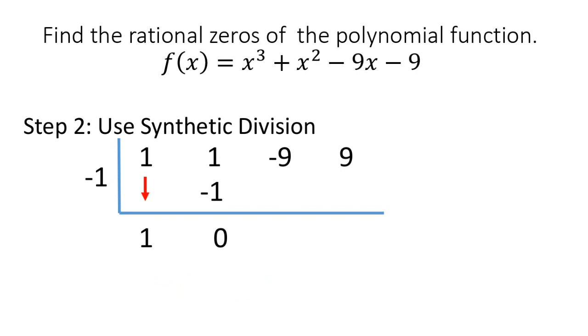So we bring the 1 down. Negative 1 times 1 is negative 1, plus 1 is 0. Times negative 1 gives me 0. Plus negative 9 is negative 9. Times negative 1 is going to give me positive 9.